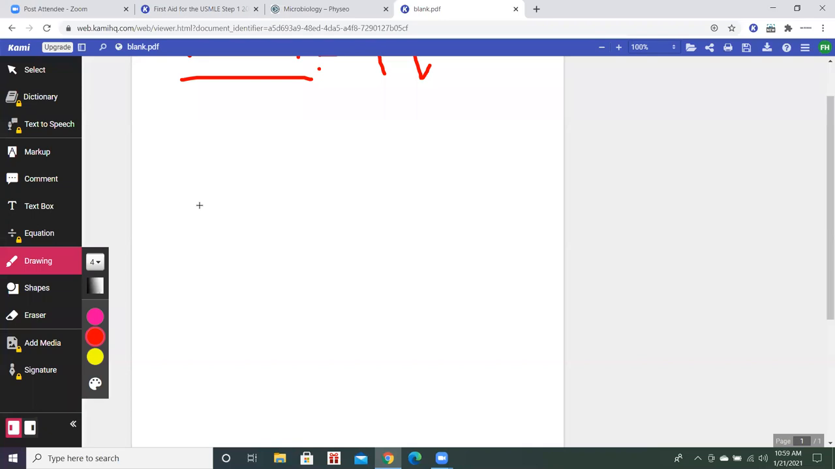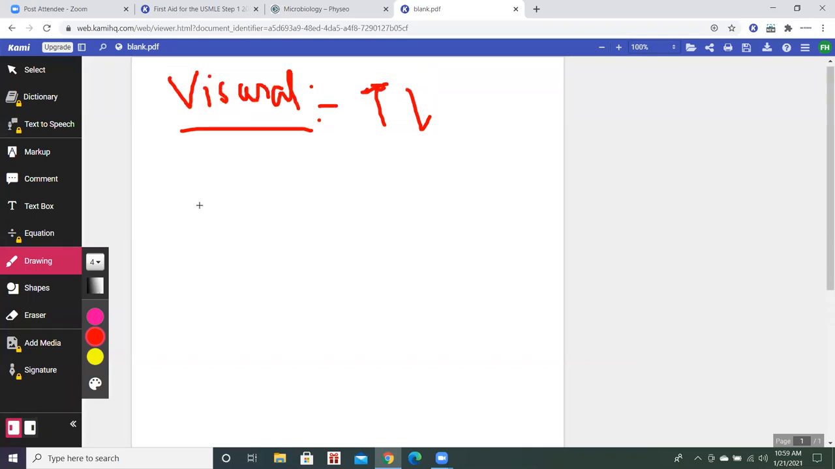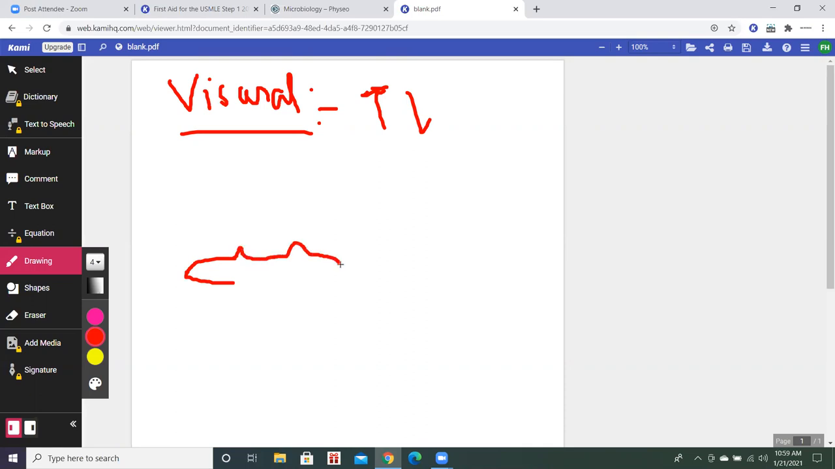Another one is Trypanosoma cruzi. If you can remember this one, there is a car. For example, let's say someone is cruising in a car. The reason I'm doing this is because I don't want you to get confused between Trypanosoma cruzi and Trypanosoma brucei. So we're talking about Trypanosoma cruzi, that is, you are cruising in a car.